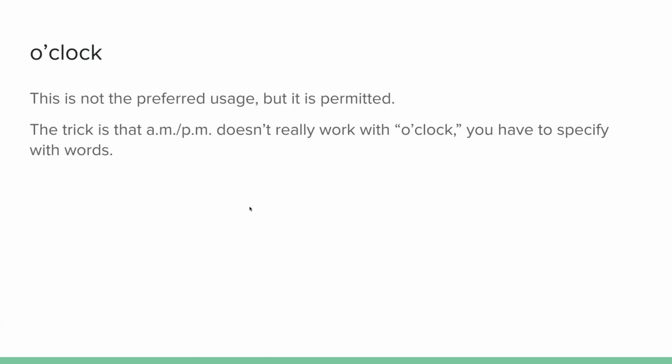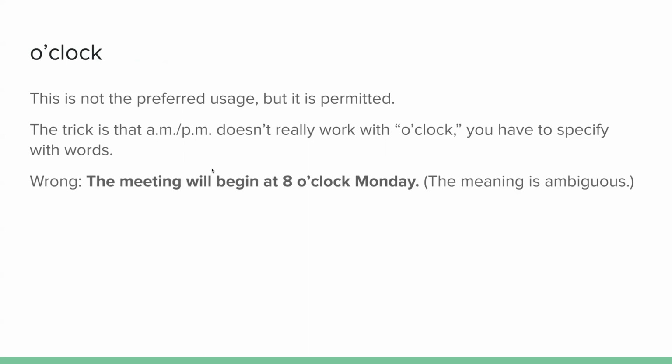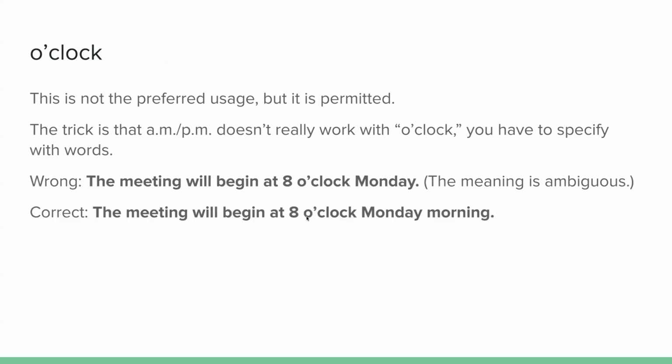So in order to make the sentence clear, we've got to use some words to talk about what time of day you actually mean. So it would be incorrect to write, the meeting will begin at 8 o'clock Monday. The problem is that the meaning is ambiguous. I know that it's 8 o'clock and I know it's Monday, but I don't know if it's 8 o'clock in the morning or 8 o'clock at night. So we've got to tell people this is an error. Okay, we can't leave it like that.